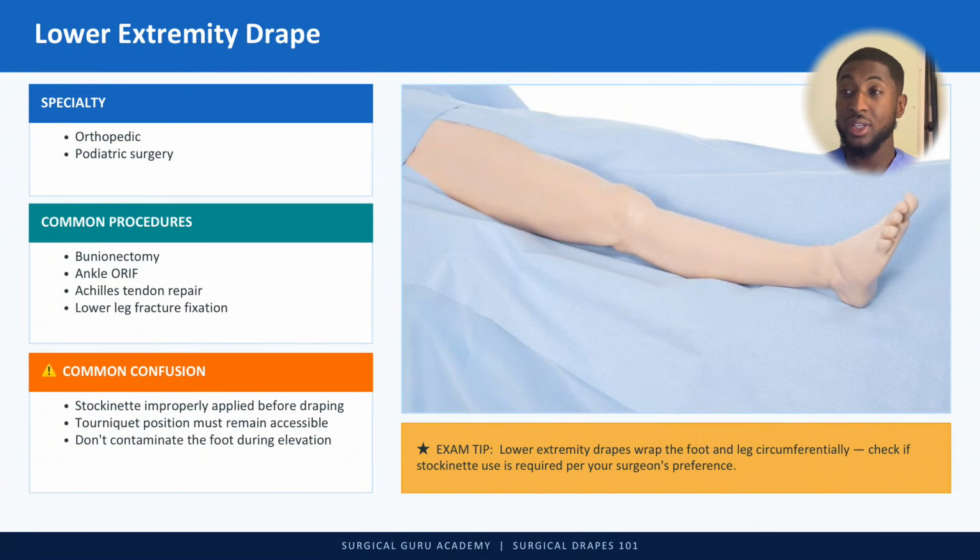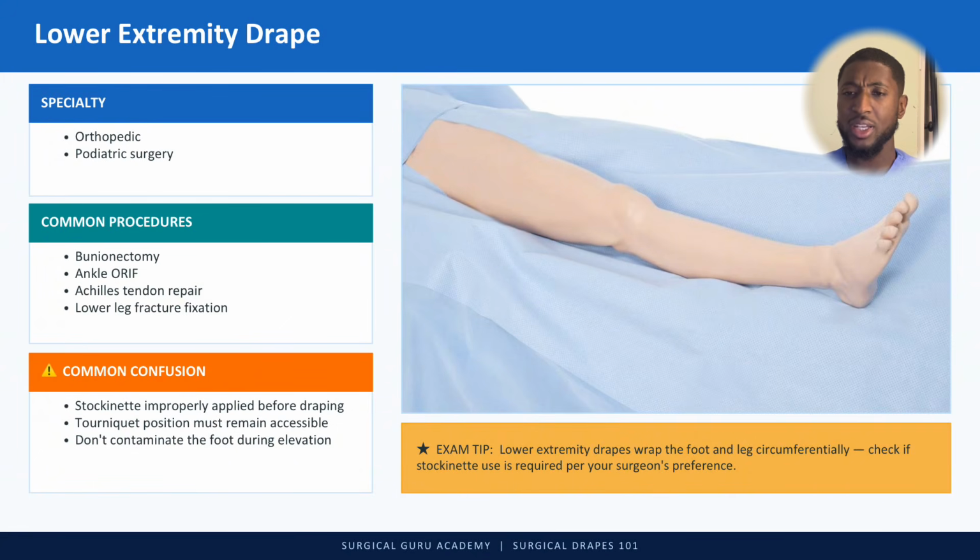All right, so next, this is the lower extremity drape, similar to the upper extremity, except it just applies to legs. Podiatry surgery, orthopedics, common procedures: bunionectomy, ankle ORIF, open reduction internal fixation, Achilles tendon repair, lower leg fracture fixation. So when we are working on the leg is when we will use the lower extremity drape.